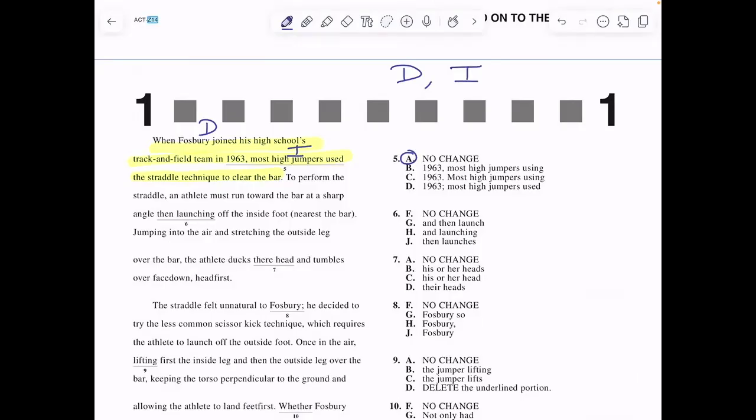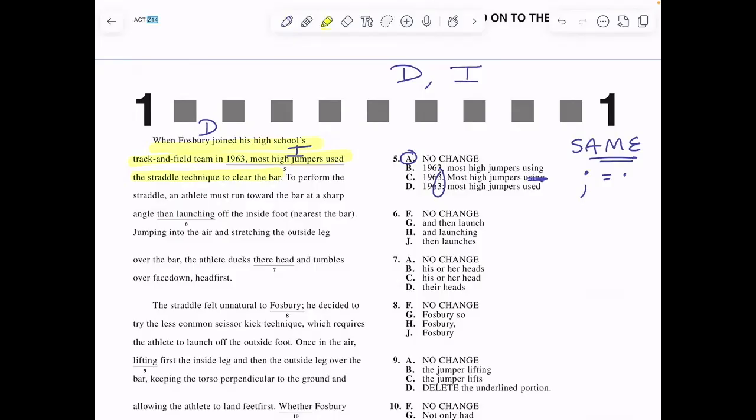The reason, something I want you to look at is that, remember, the period and the semicolon are the same. Okay, so we're not going to pick that one. I know this wording is a little bit different, but here it is just our go-to: dependent, comma, independent.